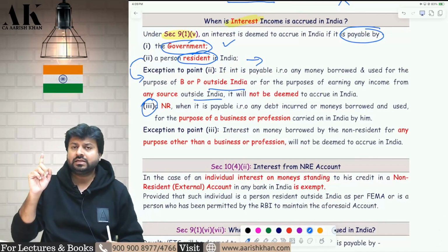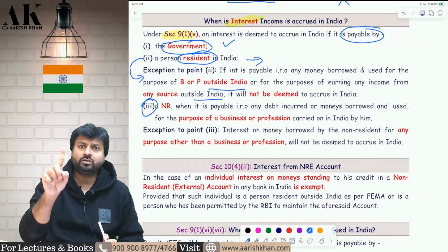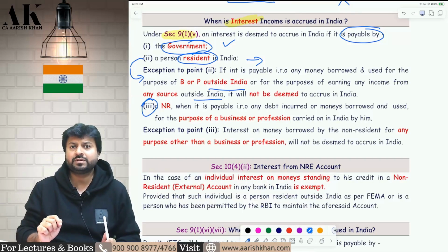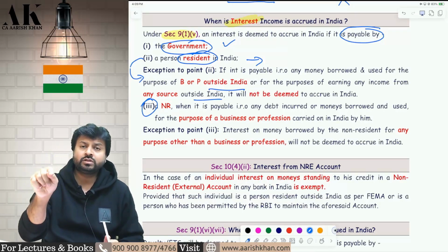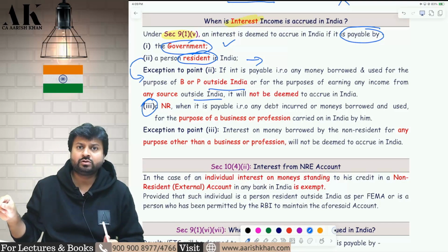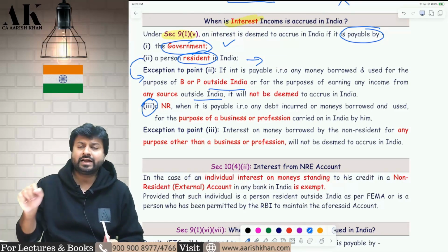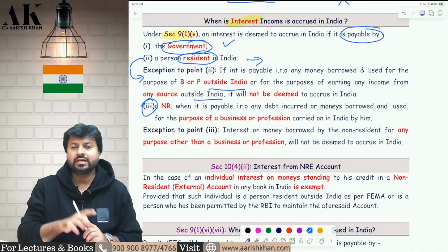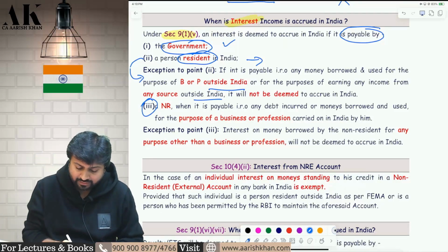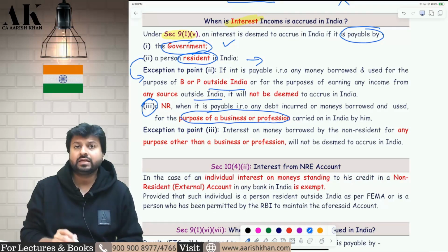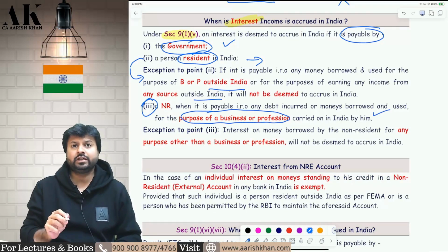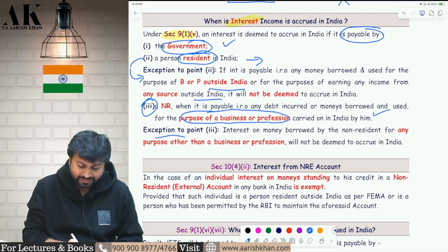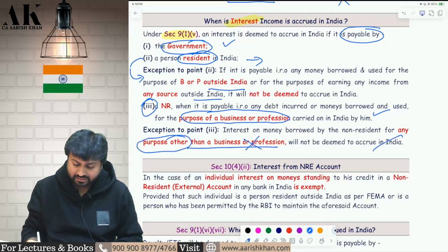For example, a US person has given a loan to a UK person. Now the UK person is paying interest to the US person. Whether that interest will be accrued in India or not depends upon where that loan money is utilized. If that loan money is utilized in India for the purpose of business or profession, then the interest is accrued in India. But if that loan money is used in India for any other purpose other than business and profession, then it is not accrued in India.